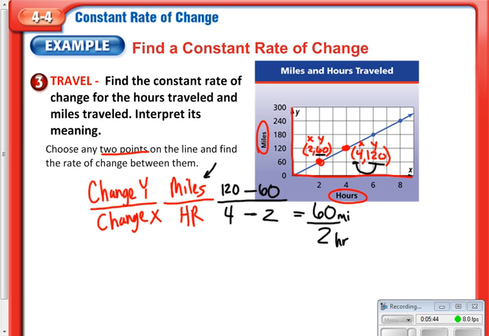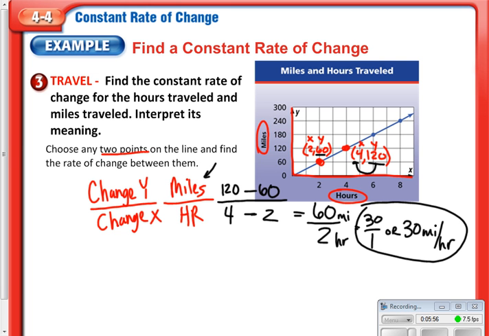So if I needed to figure out the rate of change, basically this would be simplified, would be 30 over 1, or 30 miles per hour. So 30 miles per hour would be our answer. And again, it's the constant rate of change because it's a linear pattern.